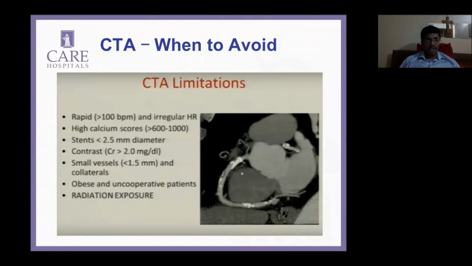Stents, we're not good at less than 2.5 diameter. Peripheral distal stents, it will be very difficult to really tell what's there in the stent or the occlusion there in the stent. Contrast, again, we're limited if the creatinine is more than 2. Small vessels, very tiny vessels, again, would be difficult to image. Obese and uncooperative patients, obviously, that would be a problem anywhere, but weight has really not been an issue with us. And radiation exposure, as I said, we are trying to get closer and closer to the gold standard, 1 to 2 millisievert. Right now, we are between 3 and 5.